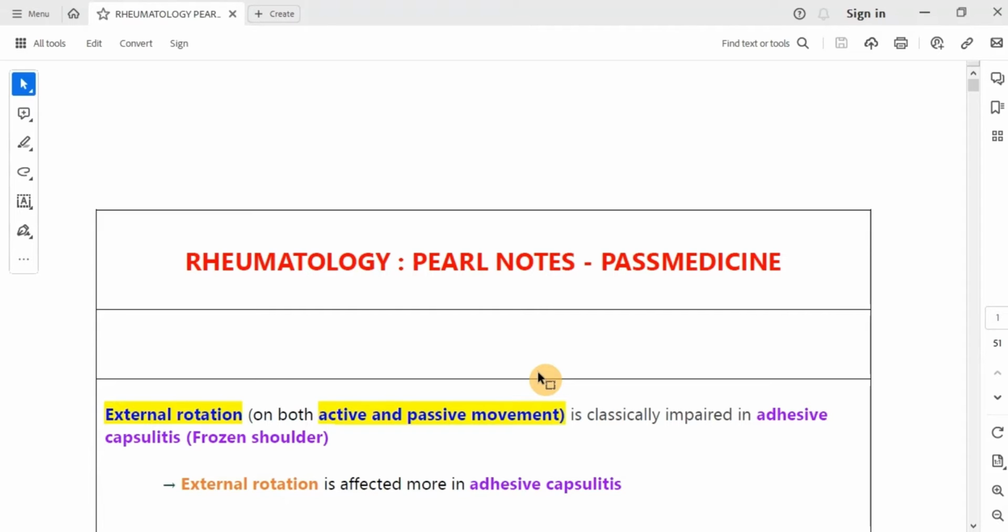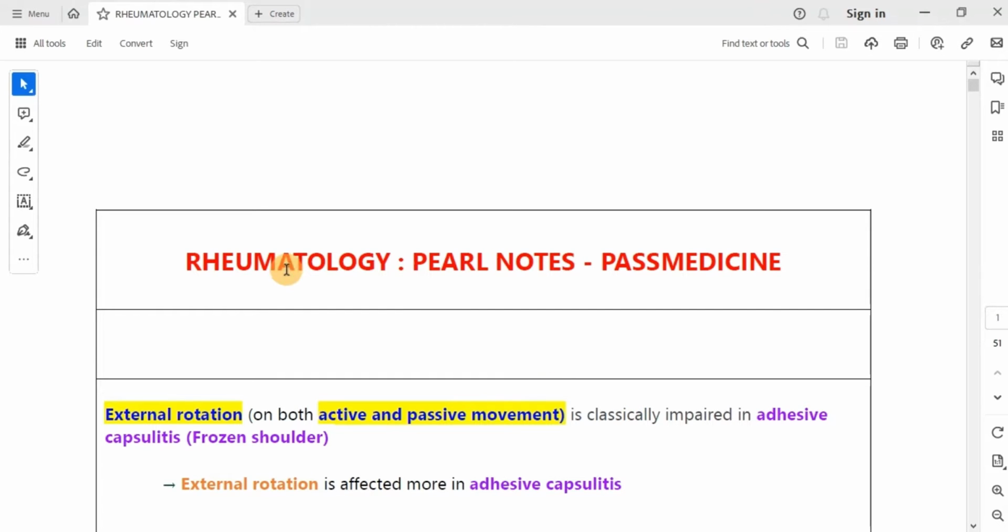Let me give you a brief overview of our Passmedicine Pal series course. We should always start our discussion with the Pearl notes, and Pearl notes are the most important components of our Passmedicine Pal series course. You need to memorize everything from the Pearl notes. After completing the discussion of the Pearl notes, we will go through the Passmedicine key concepts. After that, we will take a break, and after the break, we will resume our second session with the Passmedicine textbook discussion.